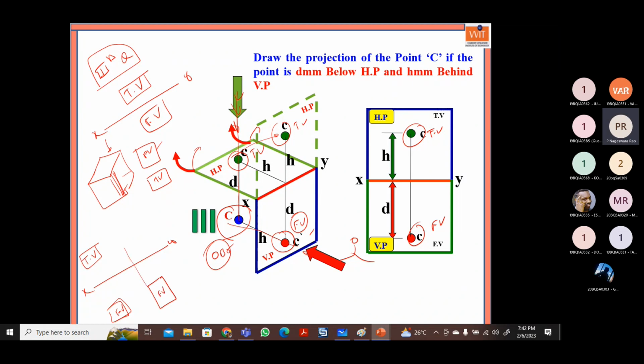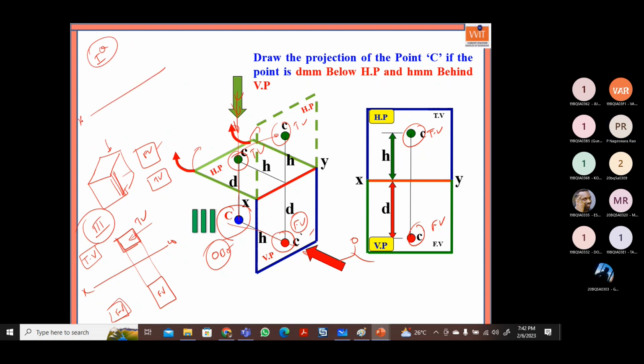Whereas the top image lies exactly above. These projectors we have to draw, and this is the top view image. This is the top view image for the third angle projection. Whereas if we consider the same 3D block in the first quadrant, that is the first angle projection.